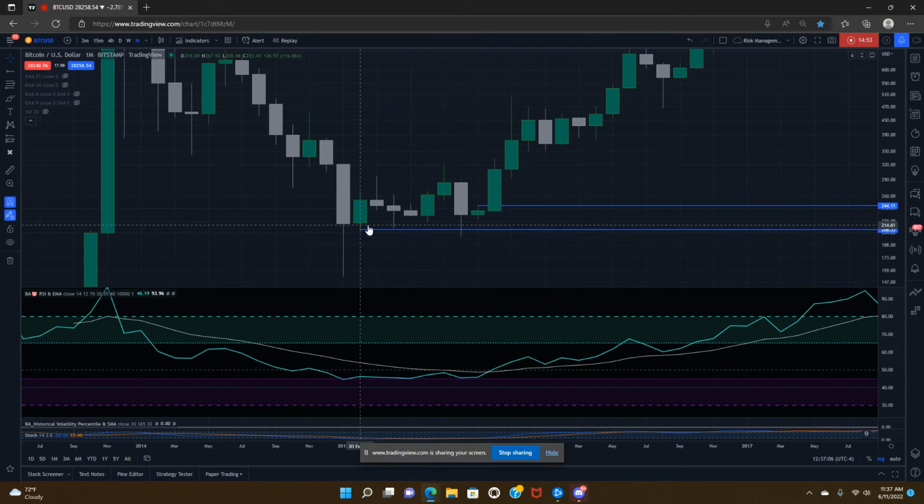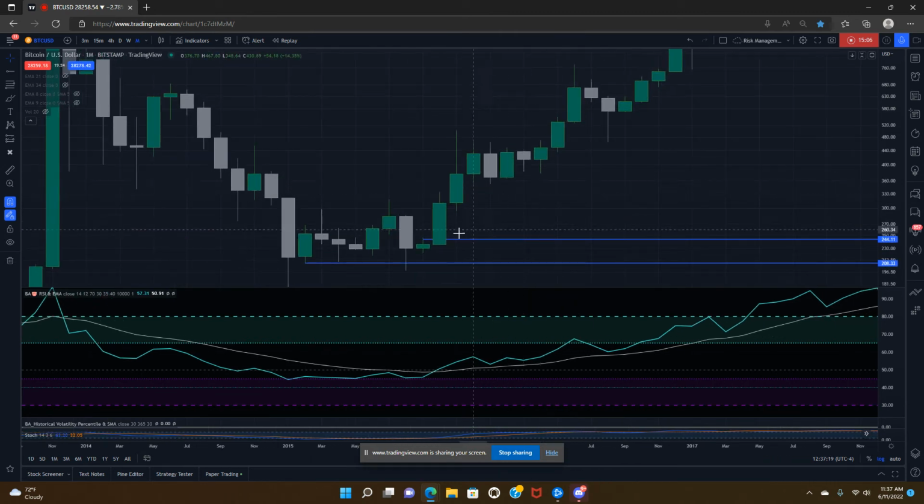But a lot of times when that happens, and it does end up being a liquidity run, you'll actually have an opportunity to get back in the market. For example, right here, right? So maybe you got stopped out there, but then you have an opportunity to re-enter right there.